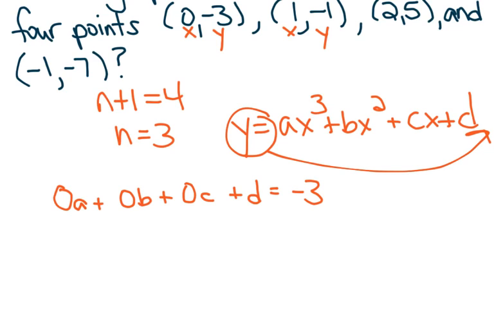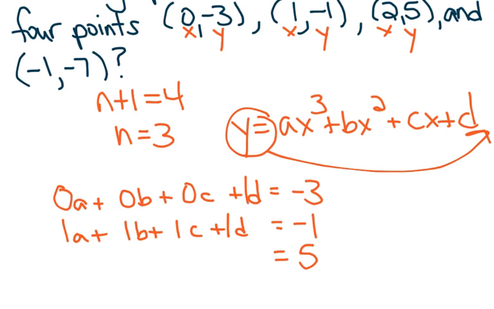Now I'm going to plug in the second equation. I'm going to plug in 1 everywhere I see an x, and I'm plugging -1 for y. So I'm going to get 1a plus 1b plus 1c plus d is equal to -1. Remember, even though you don't see it, there's a 1 in front of that d. Now I'm going to plug in 2 and 5. So y is 5, x is 2.